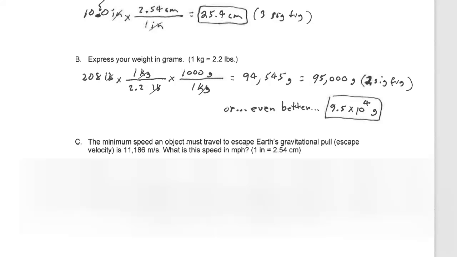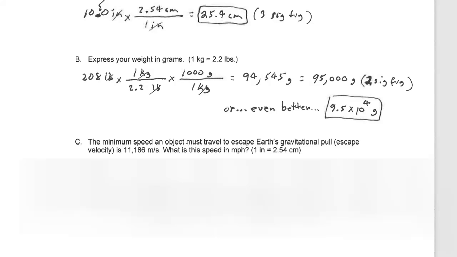All right, what is that speed in miles per hour? And I will give you 1 inch is equal to 2.54 centimeters. Okay, looking at this problem, is this something you think you could do in your head? Probably not. All right, so notice we got two problems here. What am I given? Well, I'm given 11,186 meters per second. What am I trying to get to? Well, I'm trying to get to miles per hour.